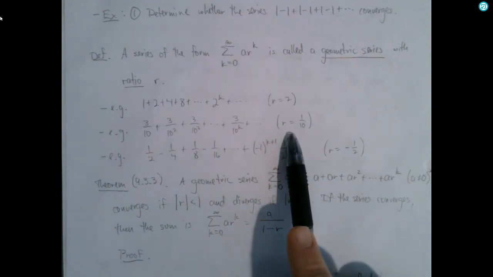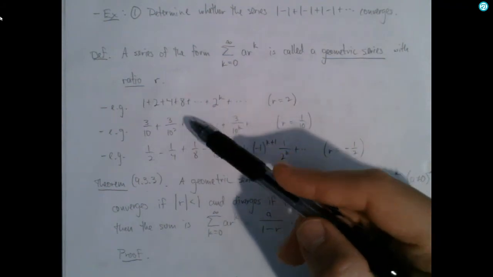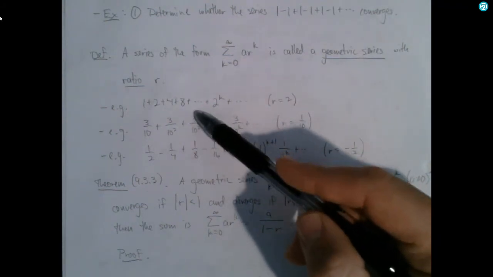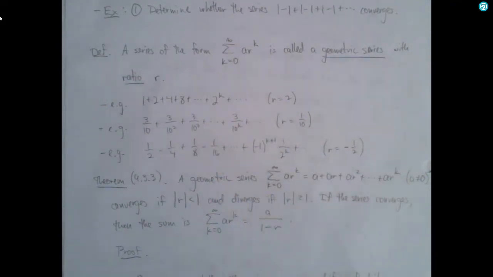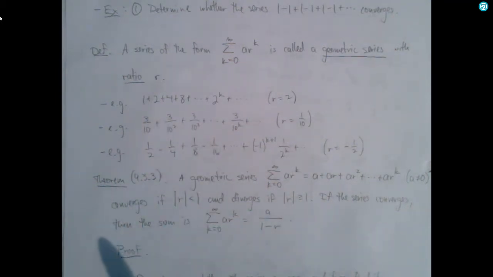By the way, it's called a common ratio because if you divide any given term by its predecessor, then the common ratio is what you get, right? Or the other way around. But anyway, so that's that.